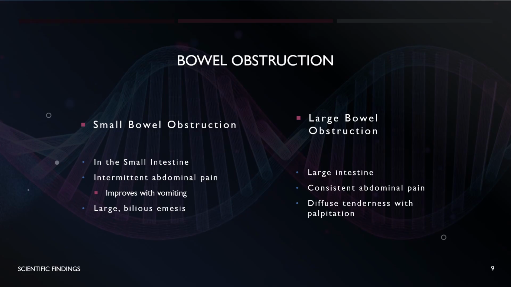A large bowel obstruction is going to be in our large intestine. It's going to have kind of a consistent abdominal pain. These are the ones that we really see a lot of that liquid stool. And then diffuse tenderness with palpation. When we push on their stomach, their whole abdomen hurts, and it's a little less specific in location.